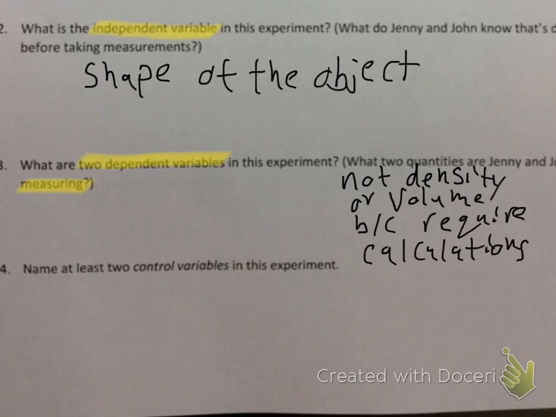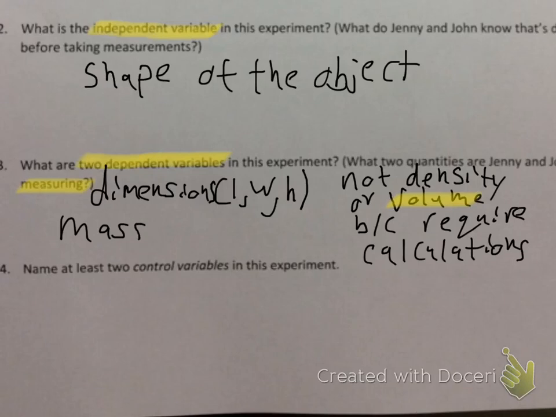Okay, so instead what they have to do before they can calculate the volume is they have to measure the dimensions of the object. So this is like the length, the width, and the height of each object, and they're going to be using the meter stick for that, and the mass. Okay, so those are the two things that they are measuring.